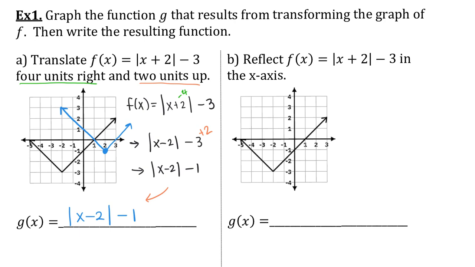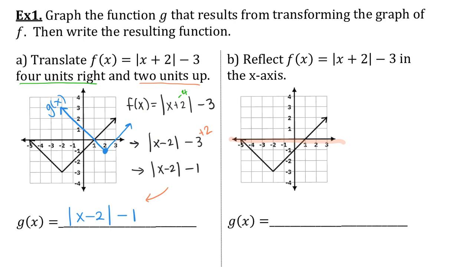Okay, let's look at the next one. For this one it says reflect f of x equals absolute value of x plus 2 minus 3 in the x-axis. Now normally when we reflect in the x-axis, we just make it go upside down. But in this case, it's already down here. So if I want to flip it over this line, I have to do it carefully.